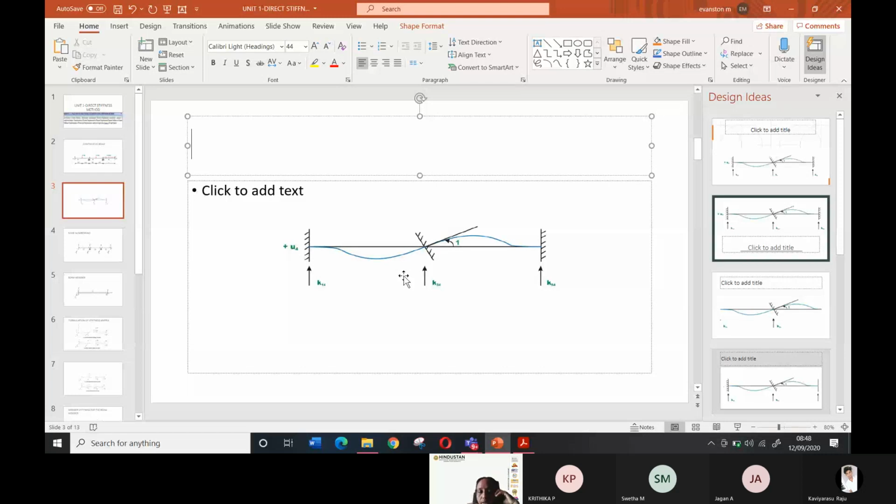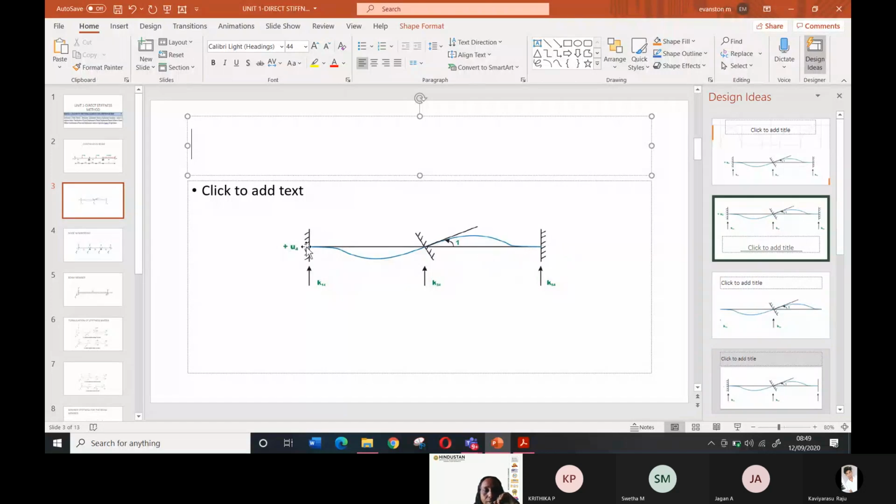Because throughout this analysis you have to remember this one: fixed support, vertical translation is restrained and rotation is restrained. Are you able to see? There is no rotation and there is no translation. The translation means vertical deflection. Vertical deflection is not there, and the other end is also fixed. There is no vertical translation and there is no rotation.